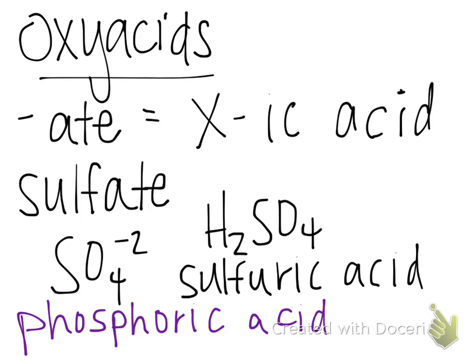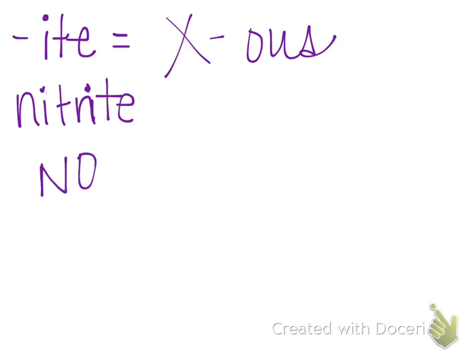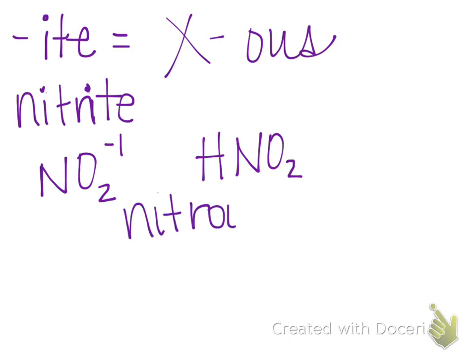Yes. The other type of oxyacid comes from an ite. What's the ending for an ite acid? Ous. Let's say I start with nitrite. Nitrite is NO2 minus 1. How many hydrogens do I need to pair with that? 1. That would leave me with HNO2, called nitrous acid.